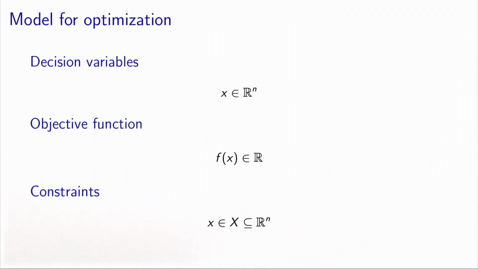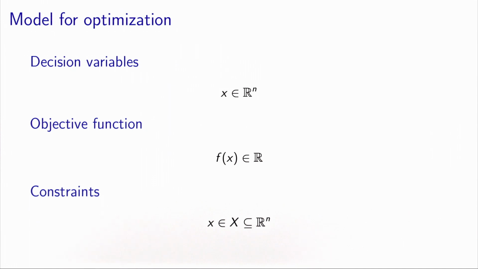We need to identify first the decision variables. These are quantities that we can manipulate in the system that we are trying to optimize. We represent these decision variables by n quantities that are represented by real numbers.